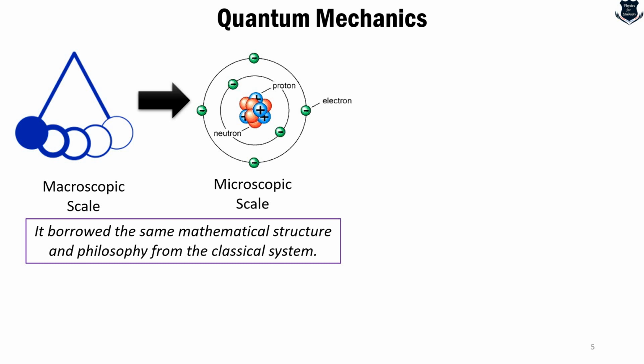Now, I know what you're thinking: is it the same mathematical structure? Then why does quantum mechanics include linear algebra and complex functions? But I will come to that later. What I'm trying to make you understand is that it borrowed the same mathematical structure. What do I mean by structure?